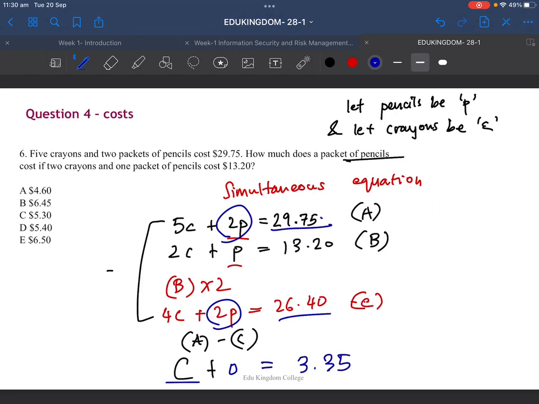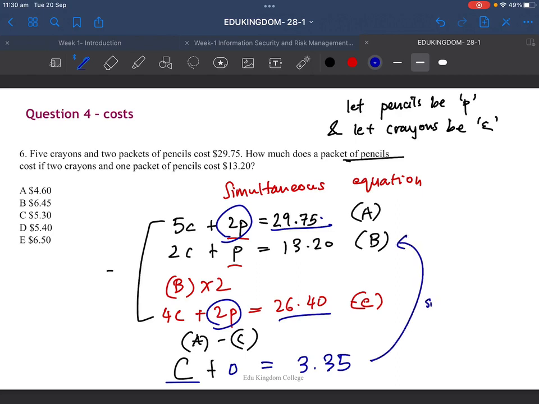Okay, by making one of the terms the same, by subtracting both of the options, we get one term. Okay, and we find out that's $3.35. Now let's substitute this knowledge into B again.